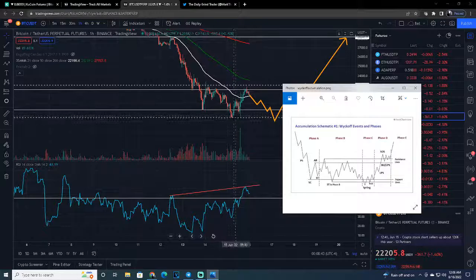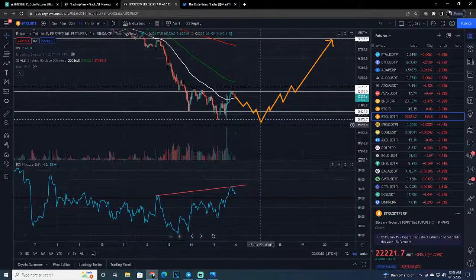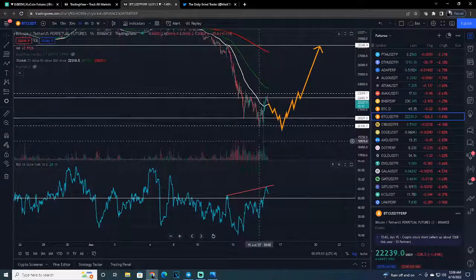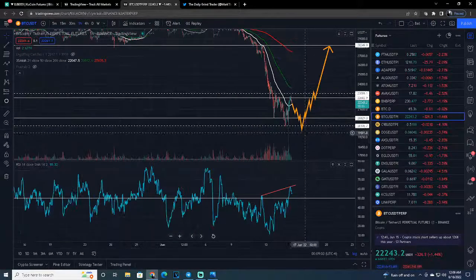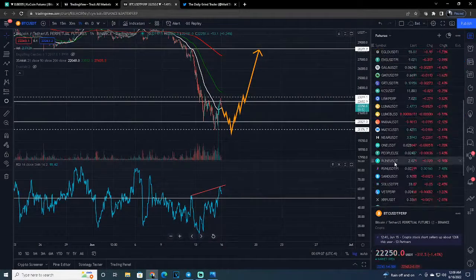But yeah, we've already got the phase B touch, and we already have retouched the automatic rebuy area. So I think we're coming back down, and we'll get down into the spring on the small time frame, which will eventually bring it up to a larger time frame automatic rebuy. Is Ravencoin still going nutty?